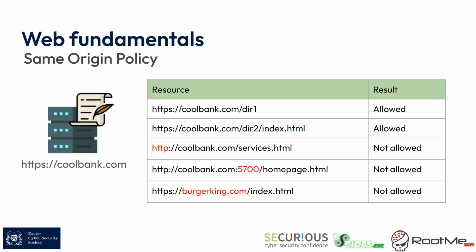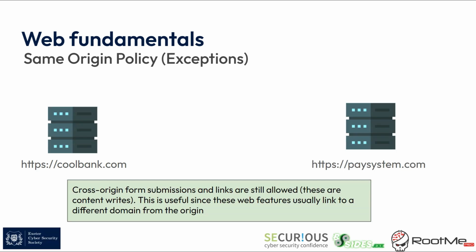So you can see here that if let's say I'm a script on coolbank.com, I can access directory 1 that is on the same machine. I can access index.html, but if the protocol, port or the hostname is different to the origin, then I'm not allowed to access that content directly. But with all policies, there's always exceptions.